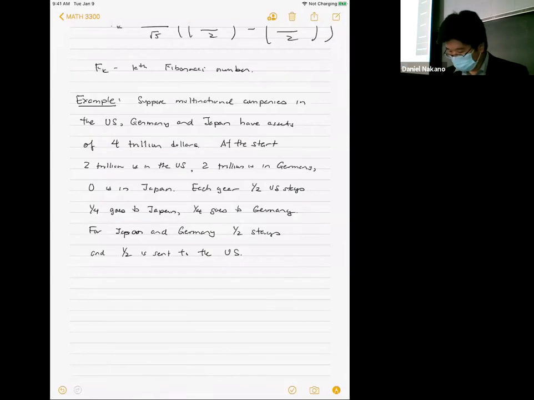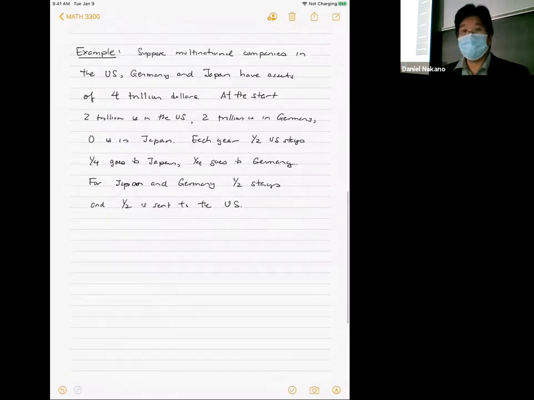So the goal is to find out what happens as we go to infinity, to find what we call the stable state, the steady state.